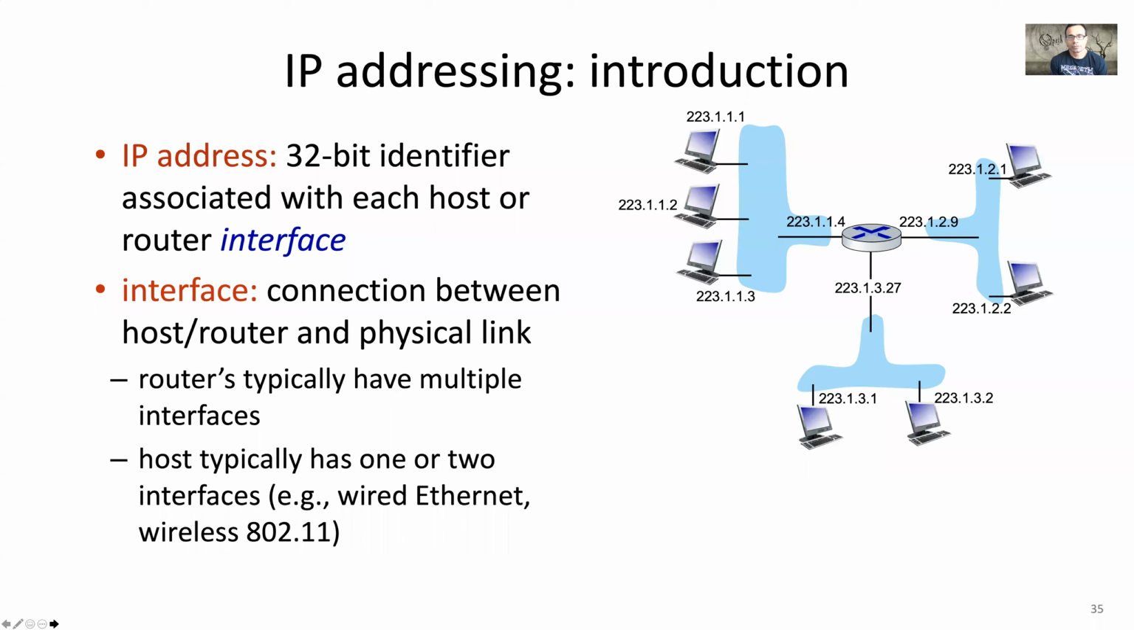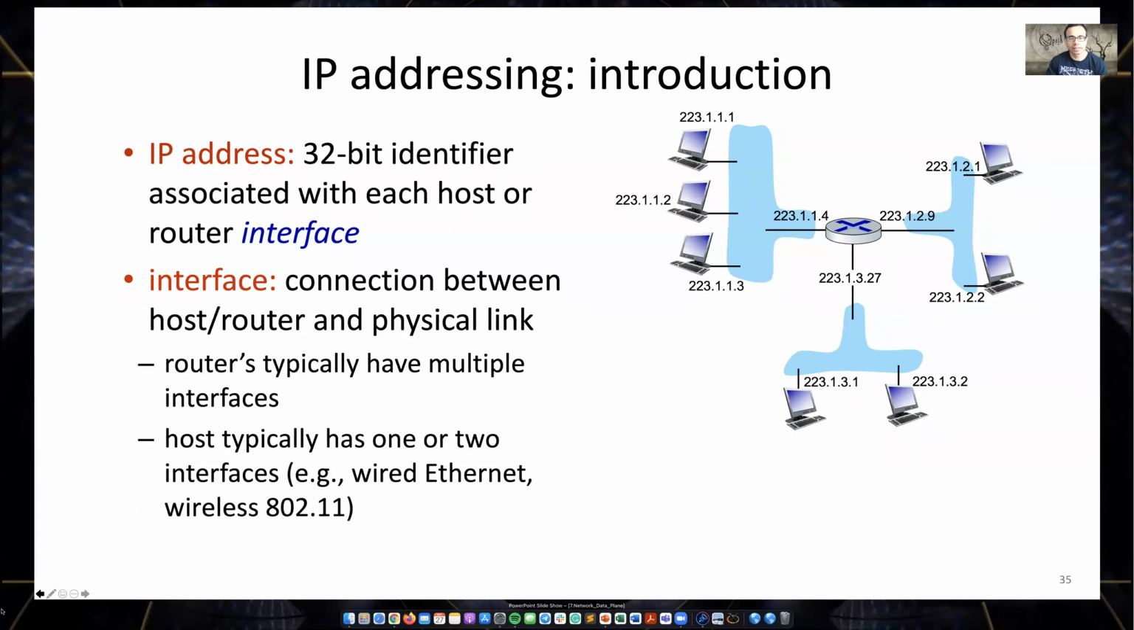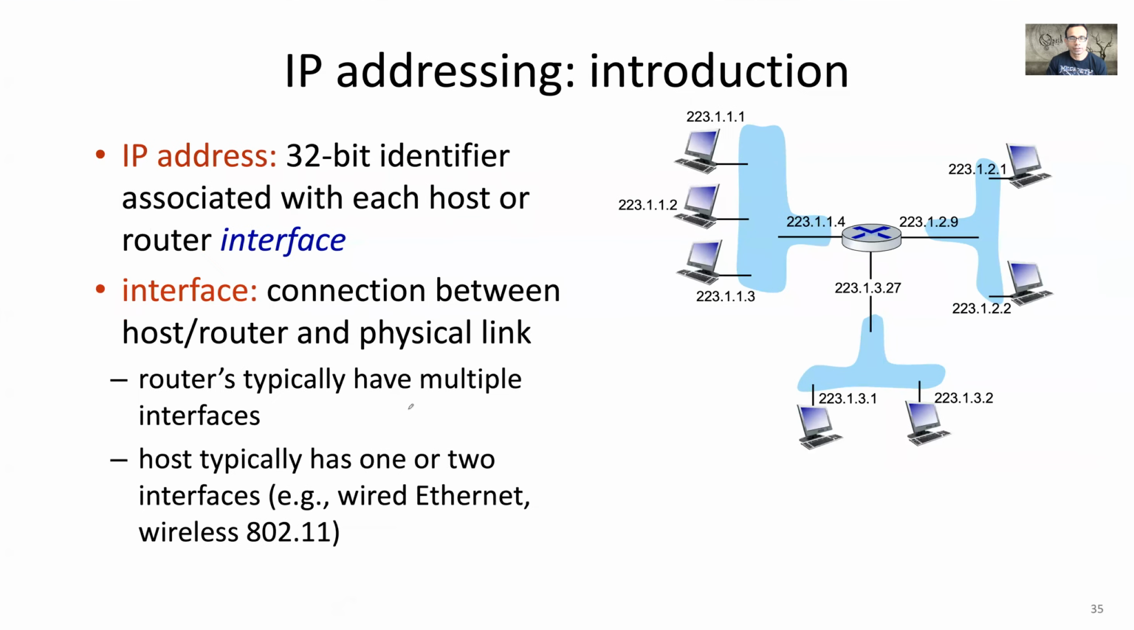So by interface here, we mean any actual connection between the host or router and a link. Strictly speaking, it doesn't have to be a physical link as such. It could be a wireless link as well, right? Now, of course, routers will have multiple interfaces. Even a simple router like this has 3 interfaces. Core routers will have many more interfaces, but even hosts typically have 1 or 2 interfaces, right?